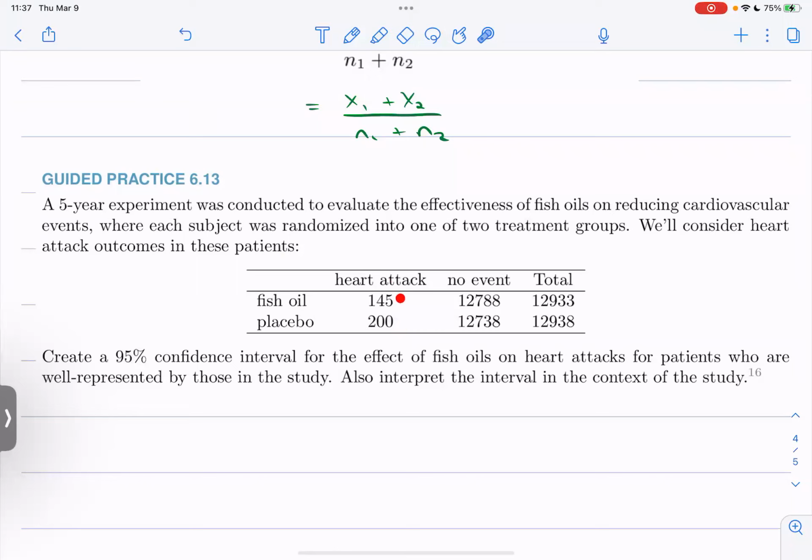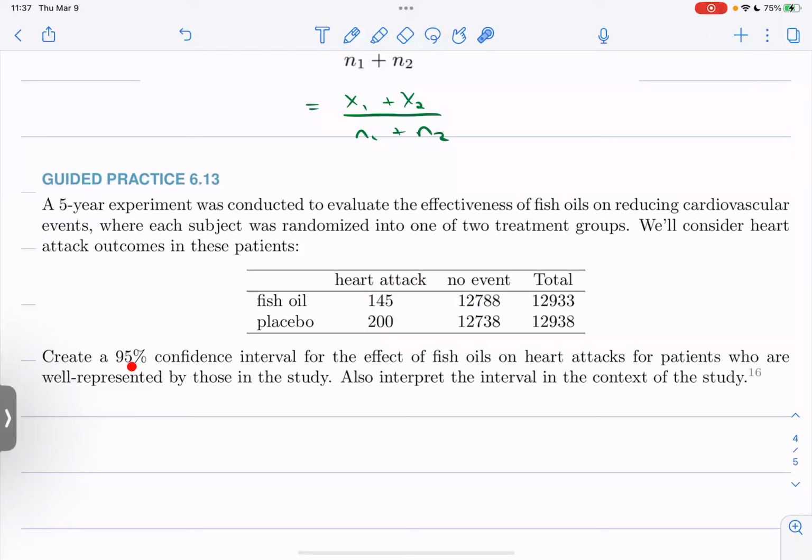We can talk about the proportion of those who had a heart attack in the fish oil group. Or on the flip side, if you prefer to focus on non-heart attack events or no events, you could do that. But usually we're interested in monitoring heart attacks. And so now we're going to be told which group to talk about.